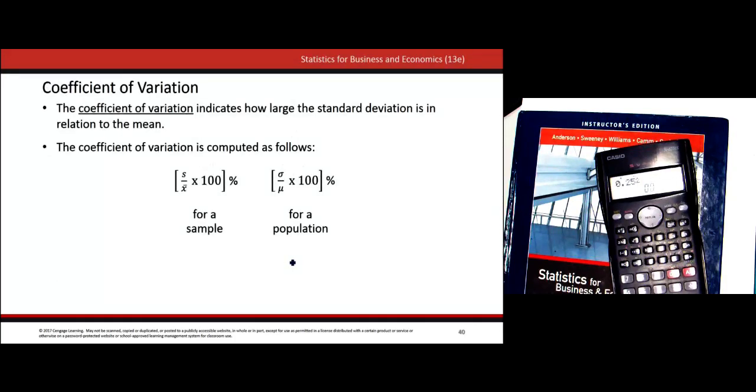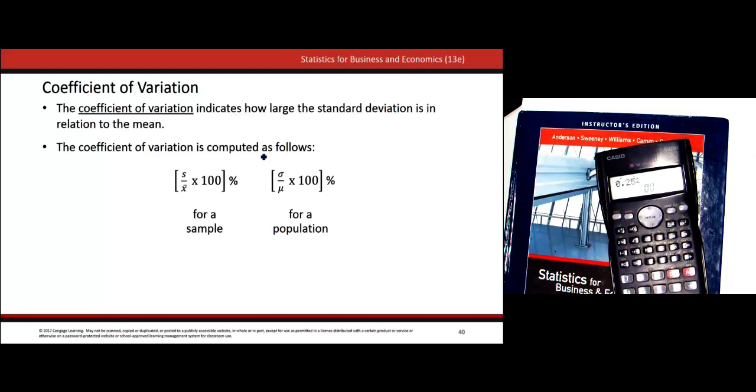We will discuss the coefficient of variation. Coefficient of variation indicates how large the standard deviation is in relation to the mean. In some situations, we may be interested in a descriptive statistic that indicates how large the standard deviation is relative to the mean, and this measure is called the coefficient of variation. So, standard deviation divided by mean times 100%. This is a useful statistic for comparing the degree of variation from one data series to another, even if the means are drastically different.